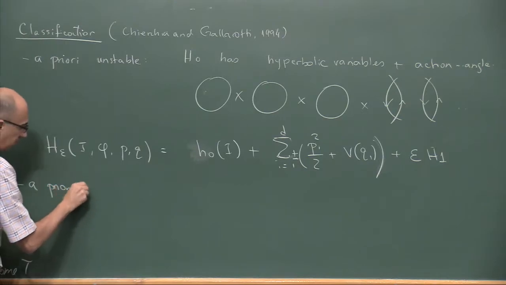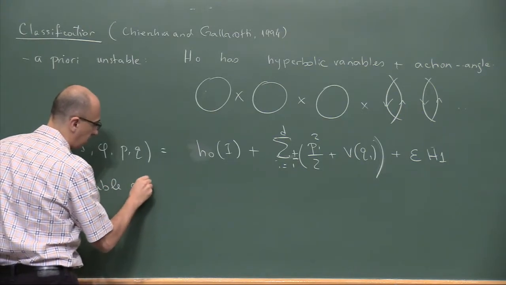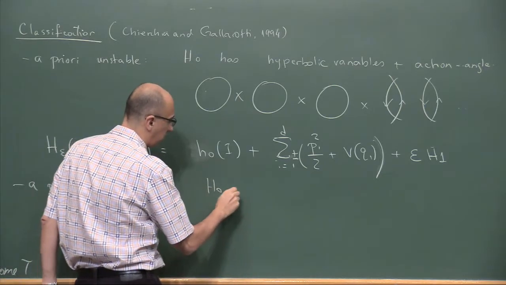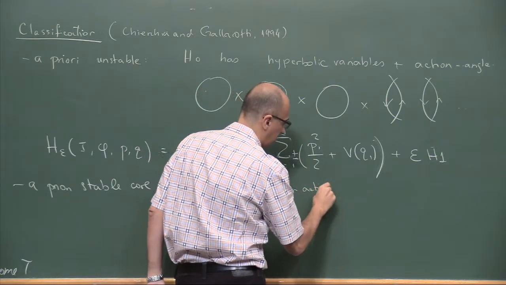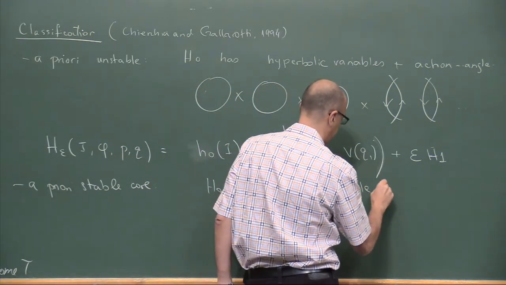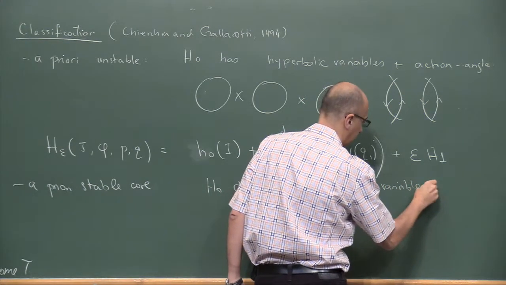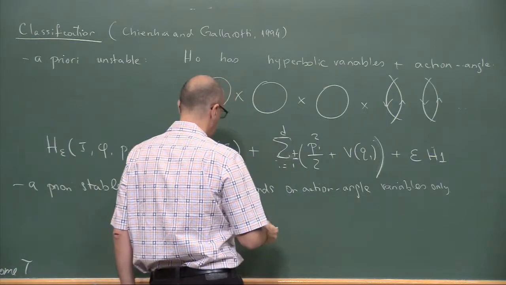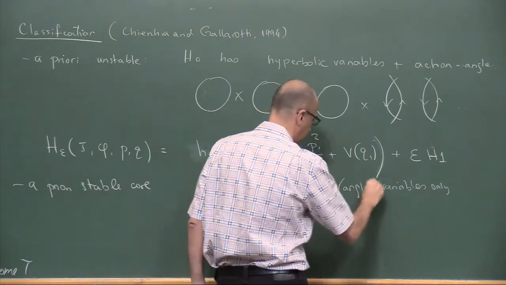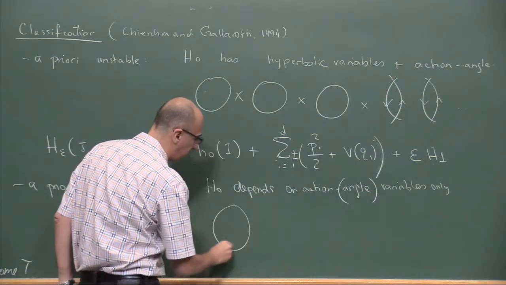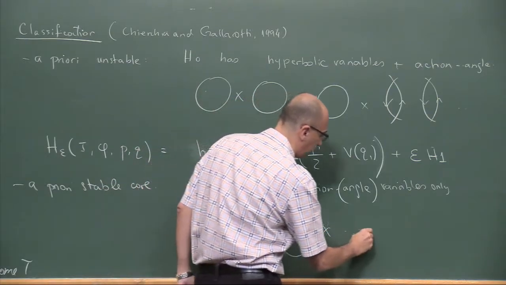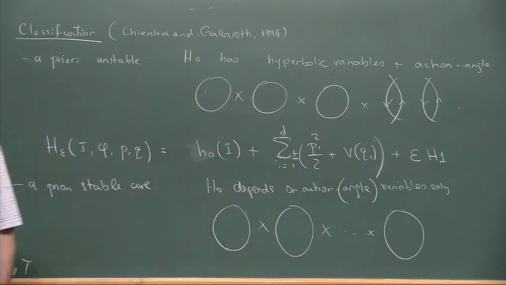And the a priori stable case is when H0 depends on action-angle variables only. So basically, it corresponds to a situation when in the unperturbed system you only see rotators. No hyperbolicity appears in the unperturbed system.